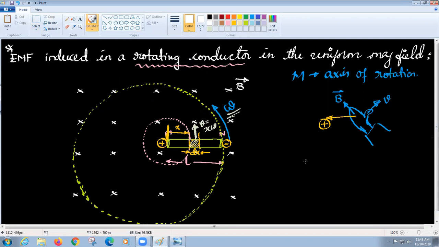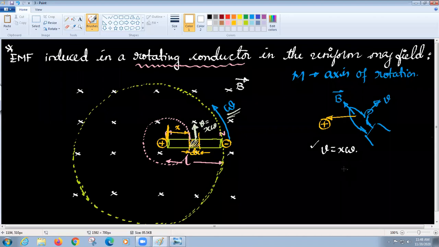So now I have this. I have V equal to x omega, where x is the radius of the small circle along which dx is moving, okay? So that's what you have. Now you tell me, if I take this small element dx, let me take the small element dx like this.